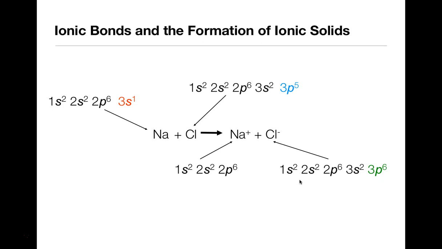This transfer of an electron from sodium to chlorine results in a positively charged sodium ion and a negatively charged chlorine ion. Just like a refrigerator magnet, the opposite charges attract, and the two ions come together to form the compound we know as sodium chloride or table salt.